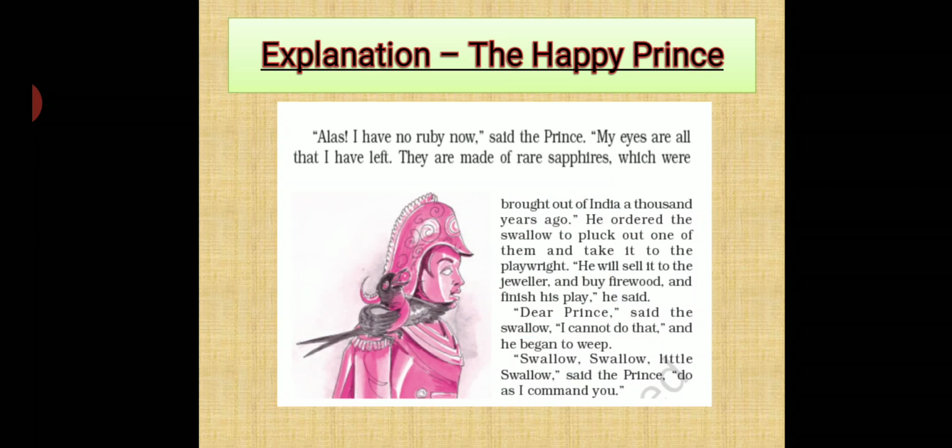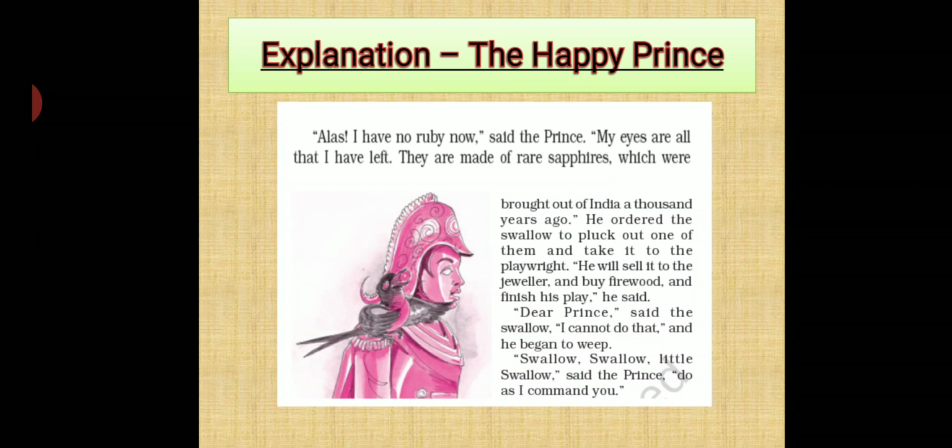So he ordered the swallow to pluck out one of them and take it to the playwright. So now Happy Prince told the swallow to take out one sapphire and give it to the boy. "He will sell it to the jeweler and buy firewood and finish his play," he said. "Dear prince," said the swallow, "I cannot do that," and he began to weep.